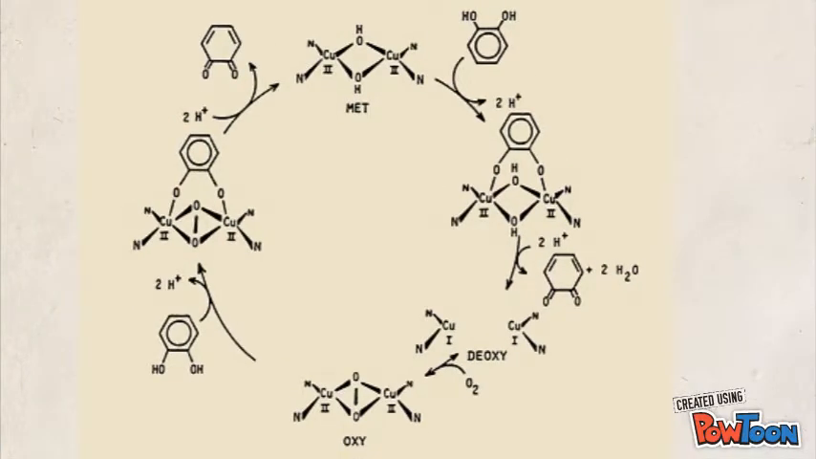The catecholase activity involves the oxidation of two molecules of orthodiphenol to two molecules of orthoquinone. For this reaction, the bimolecular copper site in met and oxy states is geometrically correct for axial coordination of both orthophenolic agents to copper ions.